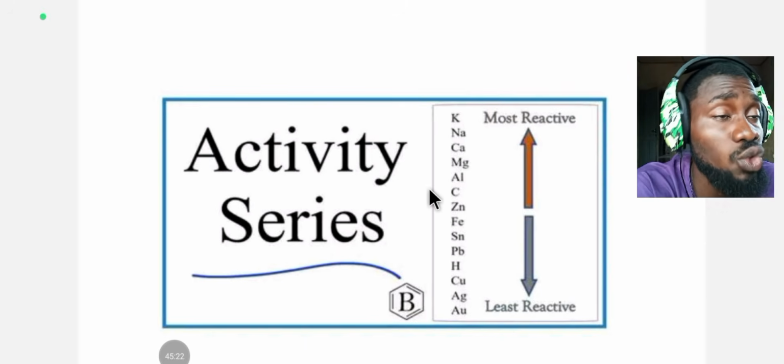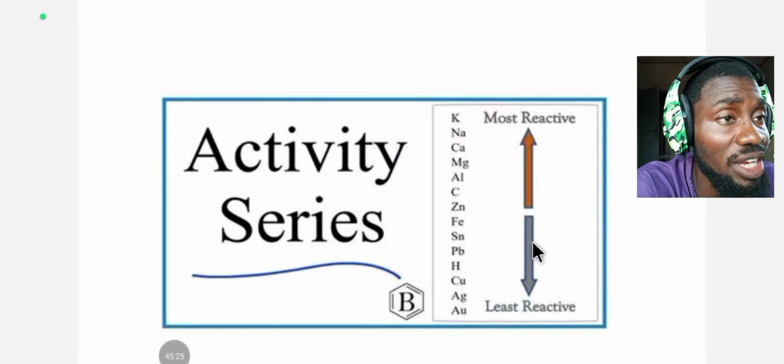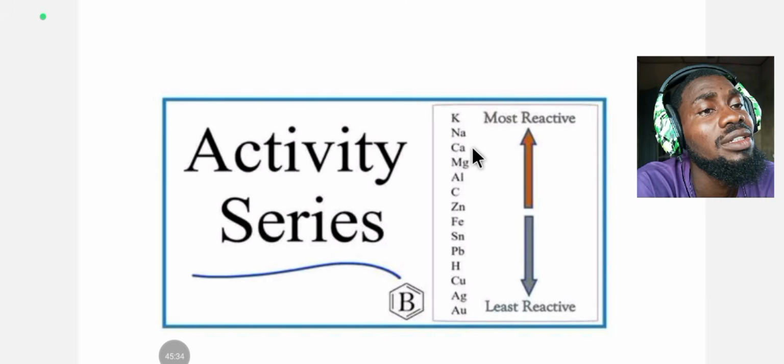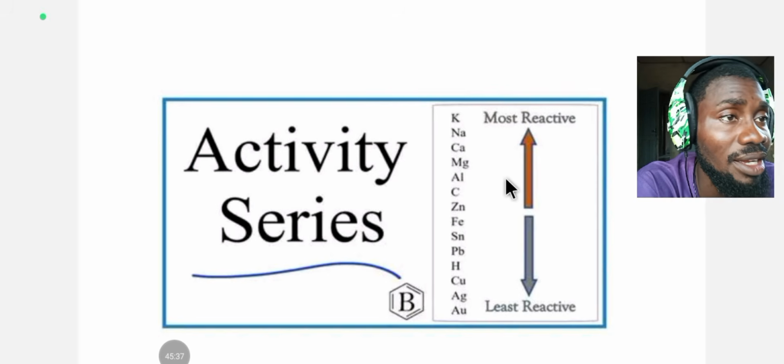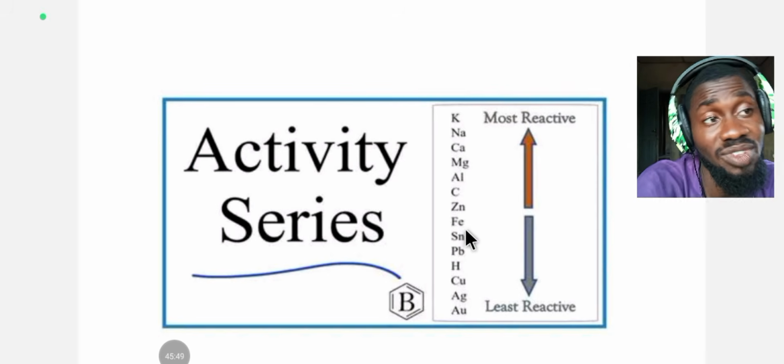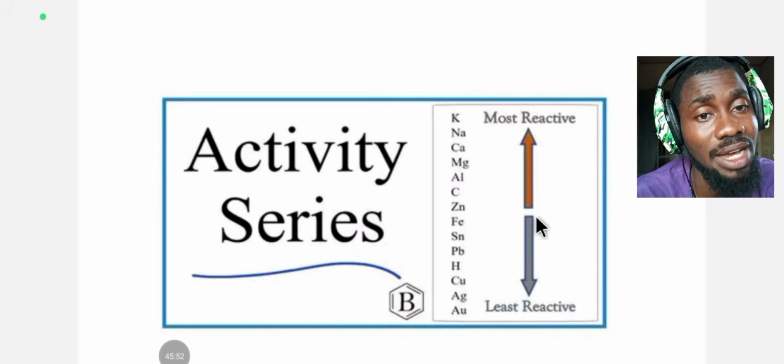This is also another alternative if you don't want to be drawing an orbital diagram or cracking your head with an orbital diagram. So if you can memorize the activity series of metals, you can easily figure out the most reactive metal or the least reactive metal, but you can't use this for non-metals. That's the limitation of this activity series in an exam condition. You can't use it for non-metals.